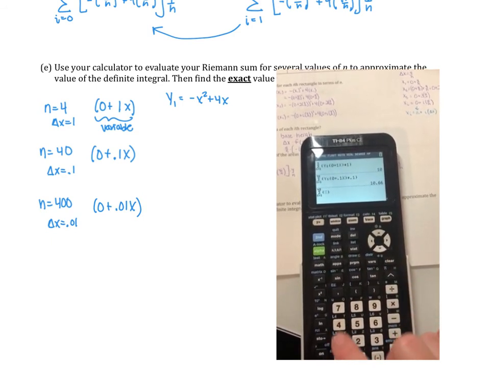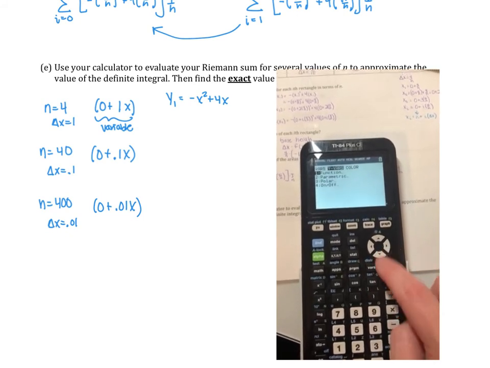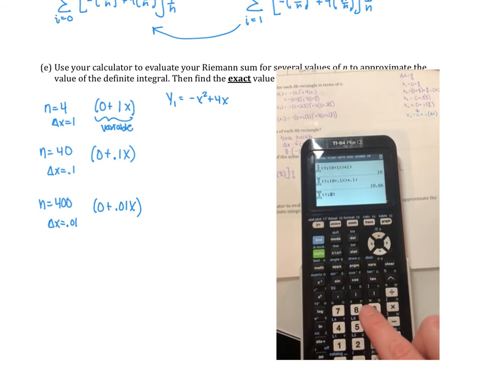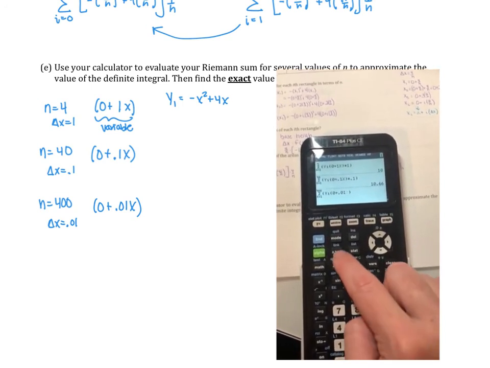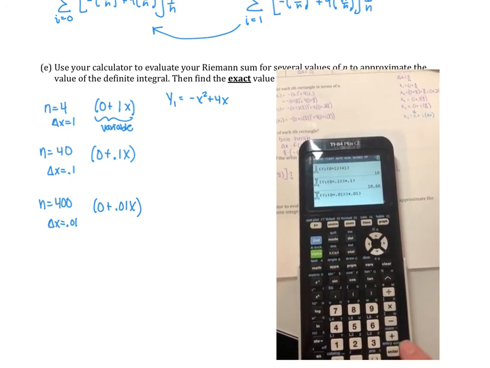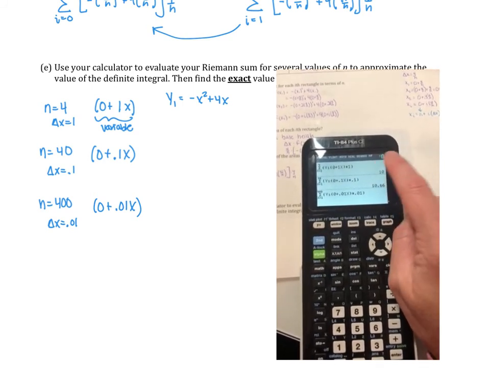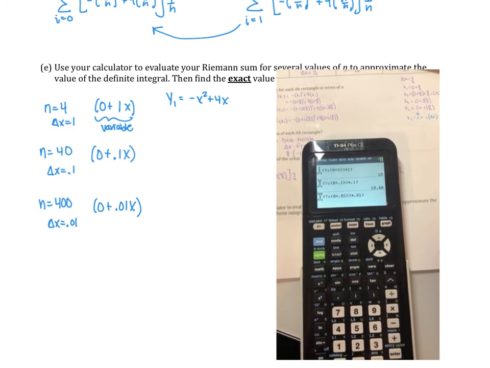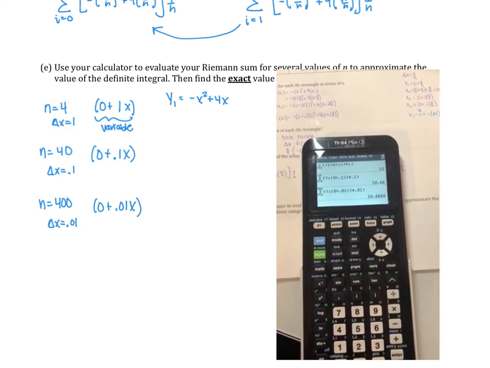So x equals 1 to 400 of y1, so variables, y variables, function y1. And I'm going to tell it to be the variable of 0 plus 0.01x times 0.01, that width of the rectangle. Now you'll see this one takes a while to process, but see how it's still spinning up there, so I know it's still working. There we go. 10.6666. Notice how close I am to that value we said was the exact integral.